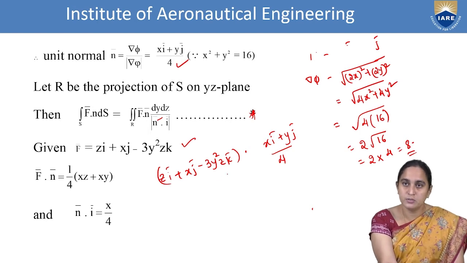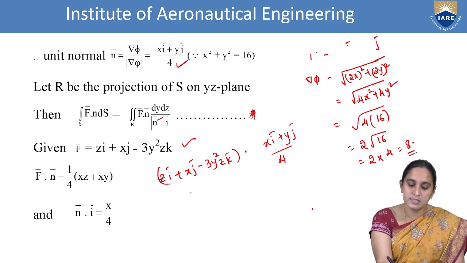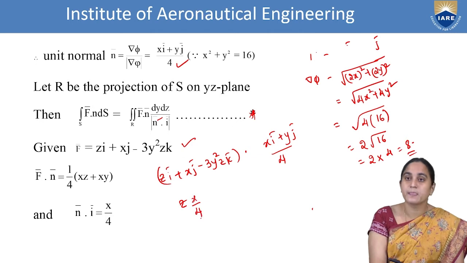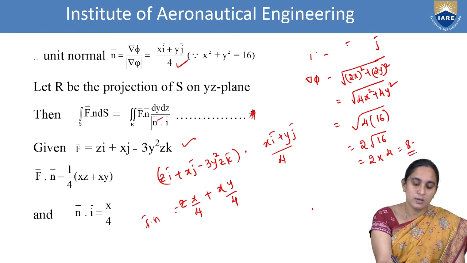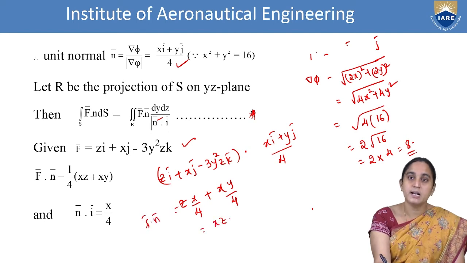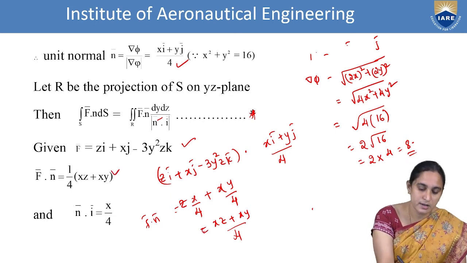Here, how to use the dot product for both vectors? Here the i bar coefficient is what? z, and here the i bar coefficient is x by 4, right? Plus, here what is the j bar coefficient? x. Here what is the j bar coefficient? y by 4. Therefore, F bar dot n bar is equal to what? xz plus xy by 4. That is F bar dot n bar.